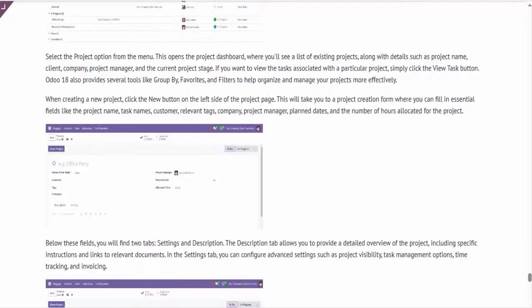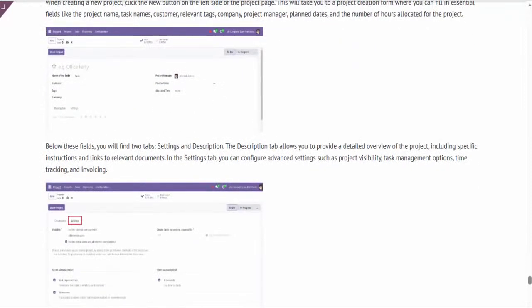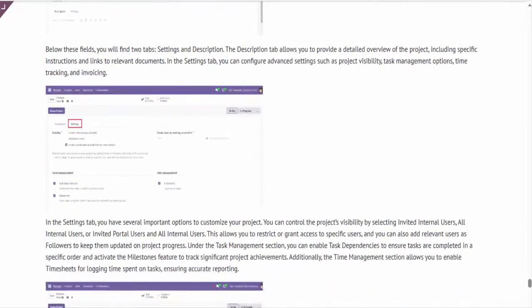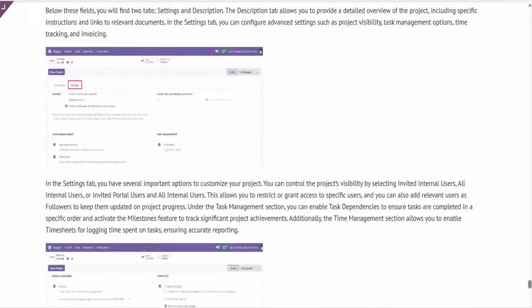This will take you to a project creation form where you can fill in essential fields like the project name, task names, customer, relevant tags, company, project manager, planned dates, and the number of hours allocated for the project. Below these fields, you will find two tabs, Settings and Description. The Description tab allows you to provide a detailed overview of the project, including specific instructions and links to relevant documents. In the Settings tab, you can configure advanced settings such as project visibility, task management options, time tracking, and invoicing. In the Settings tab, you have several important options to customize your project.